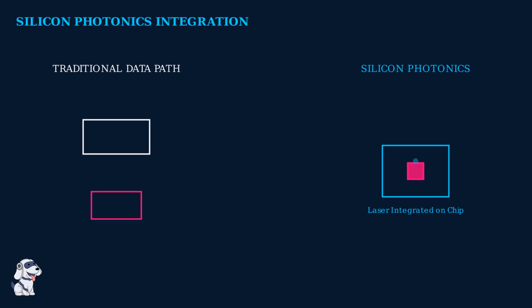By converting data into light at the chip surface, we eliminate the need for power-hungry electrical traces, significantly reducing heat and increasing data transfer efficiency. This integration represents the next leap in computing infrastructure, enabling the massive bandwidth required for artificial intelligence.